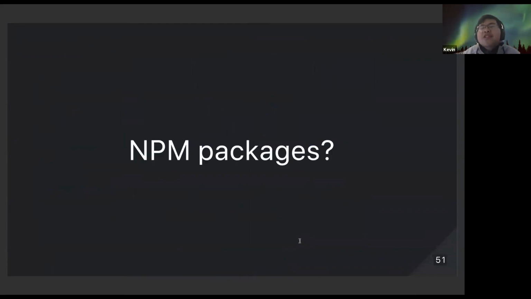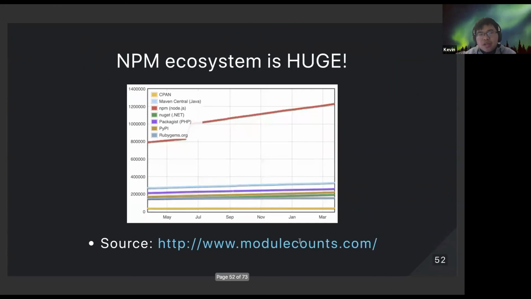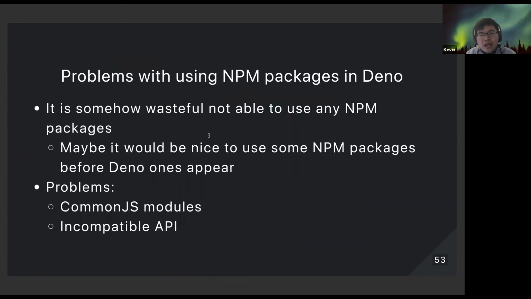Now, NPM packages. Many people still want to use NPM packages because there are just so many of them, and our ecosystem is still growing. So it would be nice to use some of the NPM packages before their corresponding ones in Deno appear. But the problem is that they use the CommonJS module system, and they also have incompatible APIs.